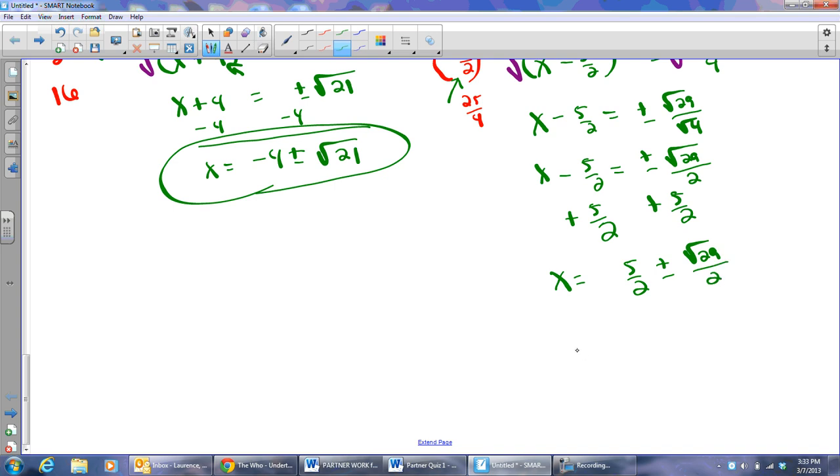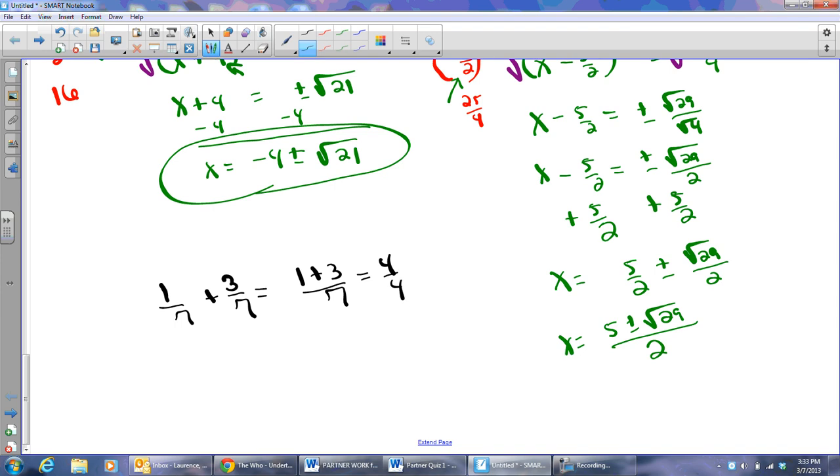And I can write that more simply. Since the denominators are the same, I can say 5 plus or minus square root of 29, whole thing is over 2. Now look, some of you will be mystified by that because you run to your calculators way too much. Look, if I have 1/7 plus 3/7, isn't that the same as 1 plus 3 over 7? Which of course is 4/7. That's all I did. The denominators were the same. I wrote them with one denominator. All right, there you go.